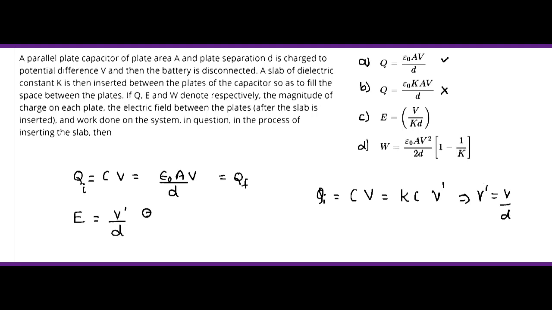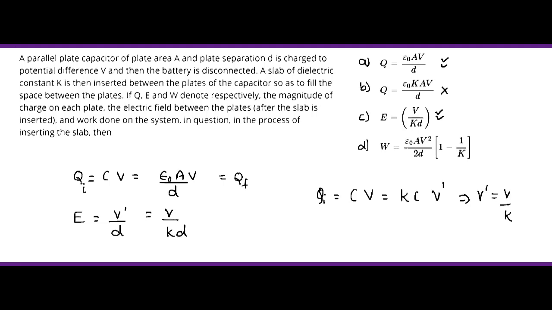So we can just put the value. It would be, sorry, V divided by K, V divided by K, not D. Okay, V divided by K. So what is the electric field value? It would be equal to V divided by K into D. That means this option is also correct. This is correct, this is correct.